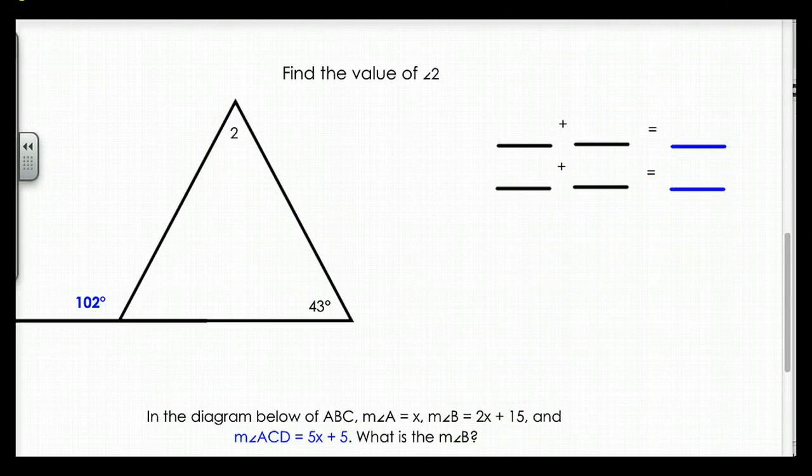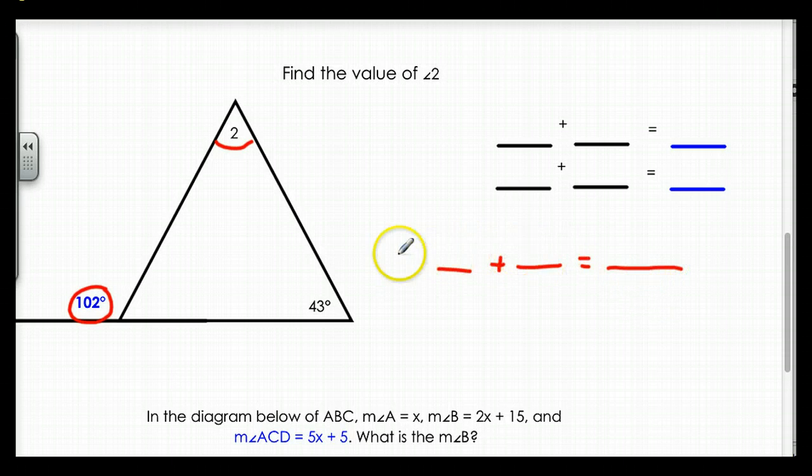So to do this problem, this is a little different. In this problem, I'm trying to find the measure of angle 2, and I know the exterior angle, which is right here, but I don't know one of the interior angles. The way to set this up is simple. It's always the sum of the two interior angles. So for you, you should just be drawing these lines at this point. The sum of the two interior angles equals the exterior angle.